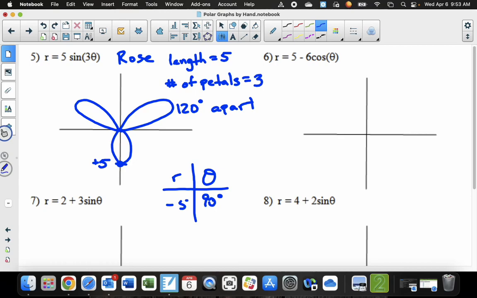Is it always the opposite direction of wherever you're coming from? It depends on the equation. Anytime it's negative, yes. Anytime you get an r value that's negative, it means you're going in the opposite direction of 90 degrees. 90 degrees is straight up, so I went straight down 5. That's what the negative does. Okay? Or you can think of it as a reflection if you wanted to think of it that way.